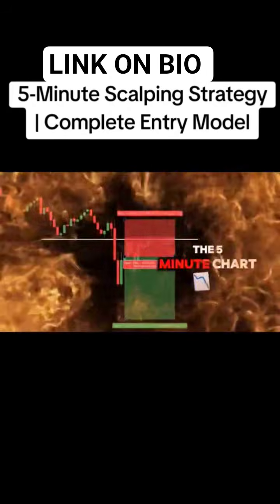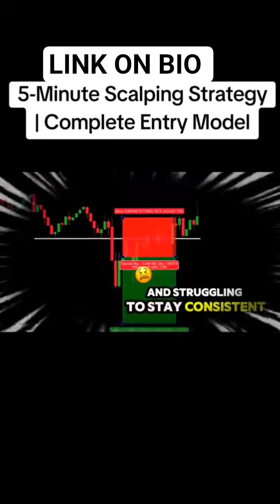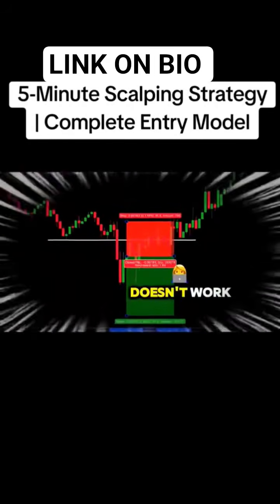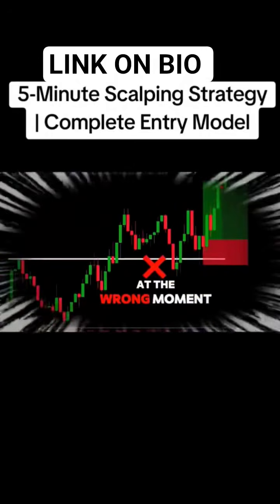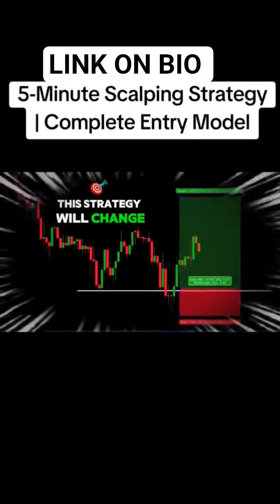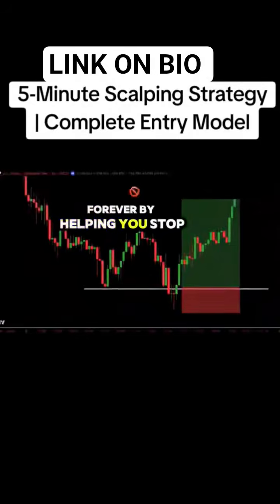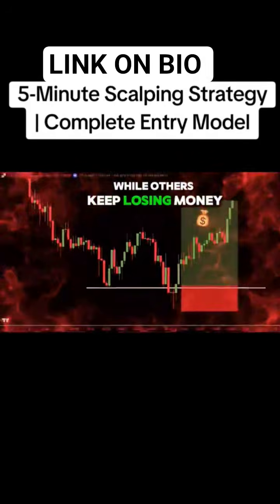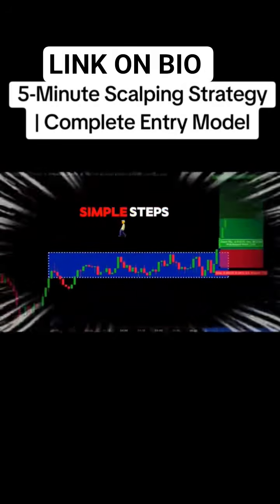If you're scalping on the 5-minute chart and struggling to stay consistent, it's not because the strategy doesn't work, it's because you're entering at the wrong moment. This strategy will change the way you enter trades forever by helping you stop getting trapped while others keep losing money. It's built on 6 simple steps.